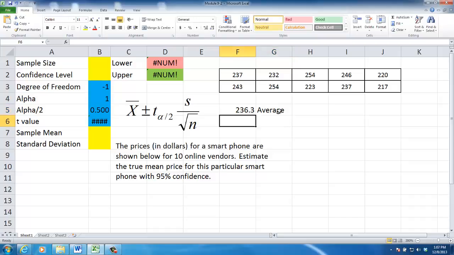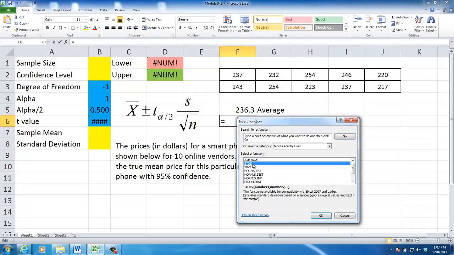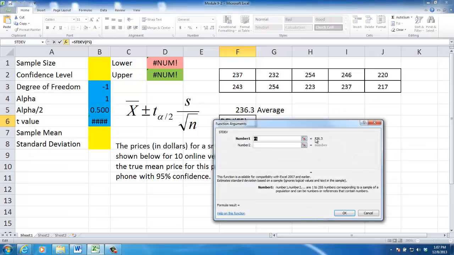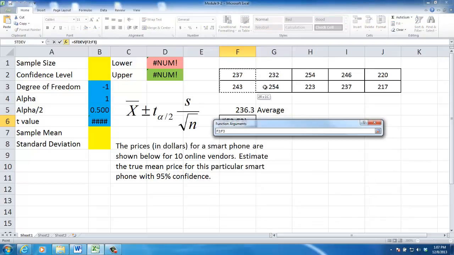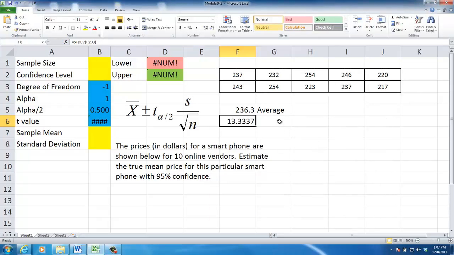Now I need to find the standard deviation. In a similar way, I go to the Excel function STDEV, standard deviation, and I need to highlight the same data right here and hit OK. So 13.3337. I'm going to change this to only 2 decimals. So this is the standard deviation of our sample. Let me put here standard deviation.